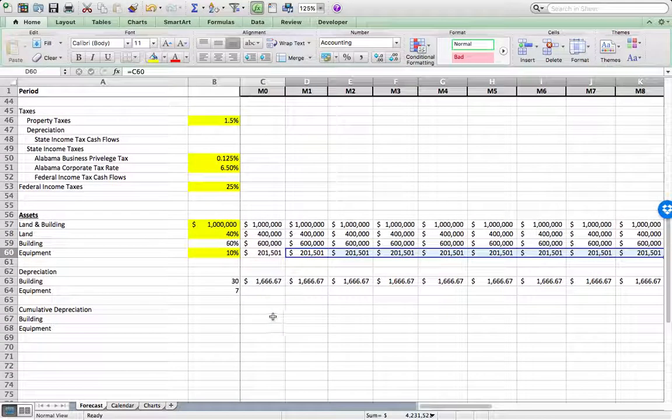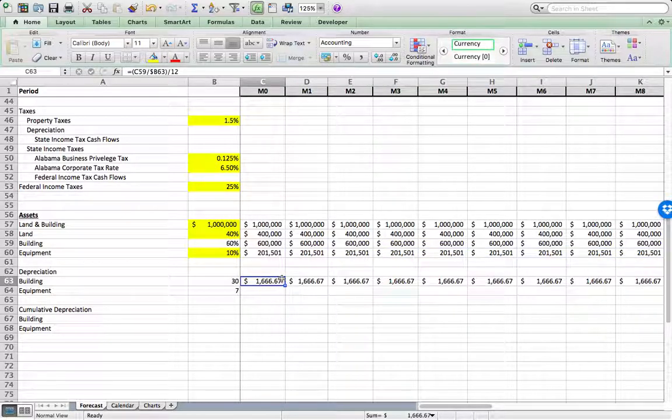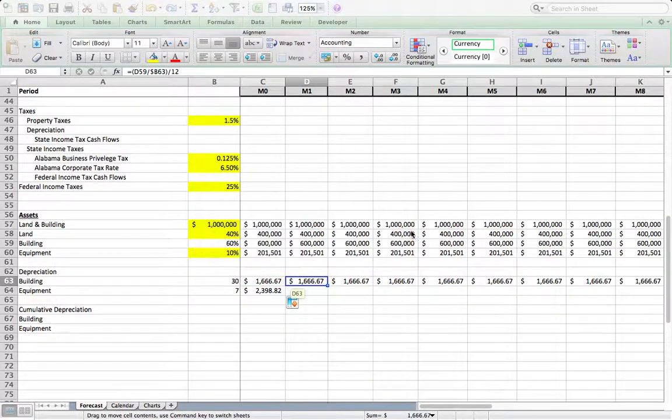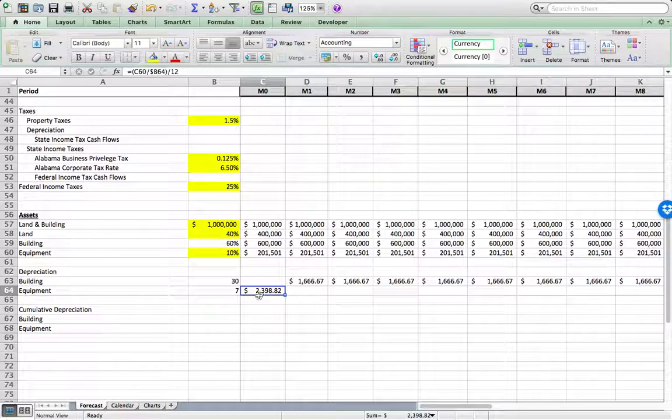All right, so now that we got the equipment, we can kind of do a similar thing here. So let's see, C60. C60, so that's the amount of equipment there. Not exactly sure why I'm doing that in month 0, but that's okay. I'm going to take it off and just drag it over here, I think. Okay, we're going to change that so it's not month 0. Do the same thing with this.